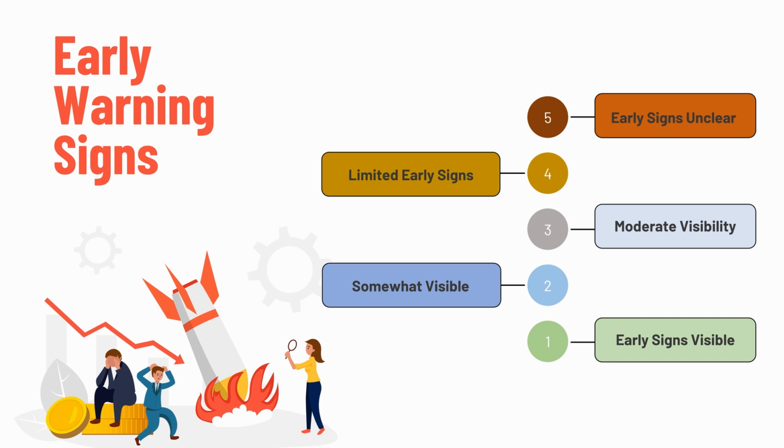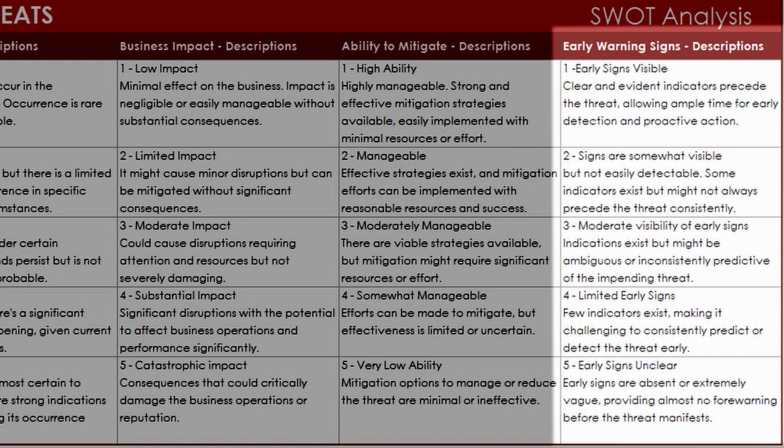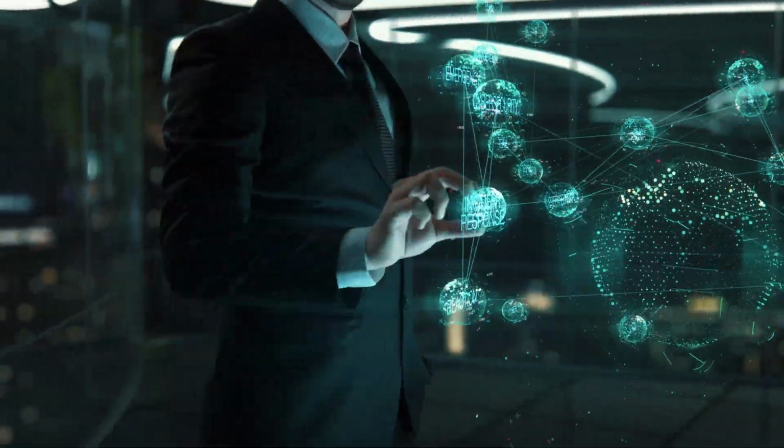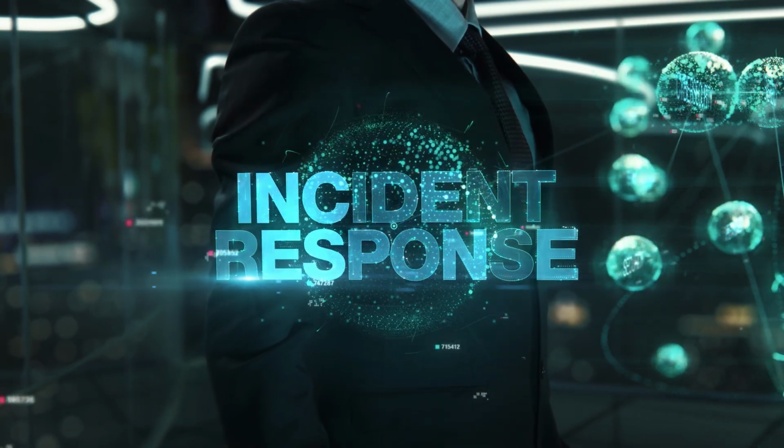This ranges from early signs are visible, clear and evident indicators precede the threat, allowing ample time for early detection and proactive action, to early signs unclear, where early signs are absent or extremely vague, providing almost no forewarning before the threat manifests. Add as many threats as you can and then work through the scoring, paying special attention to the early warning signs. There's a score capability here, but you should also be keeping notes so you can implement the right strategy to know when you need to switch from a monitoring posture into a mitigation posture.